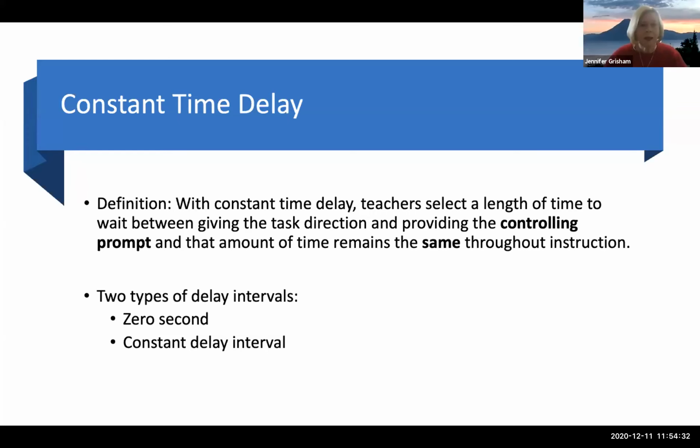So with constant time delay, that delay interval between when I give the task request and when I use that controlling prompt remains the same throughout the instruction. There are, however, we do start the instruction with what we call 0 delay interval, so that the child gets an opportunity to know what the expected response is. And so I say, what do you want? You want more. And I immediately give the prompt. That's called a 0-second delay interval. And I do that for 1 or 2 sessions with the child. And then after that, I'm using that constant delay interval with the child.